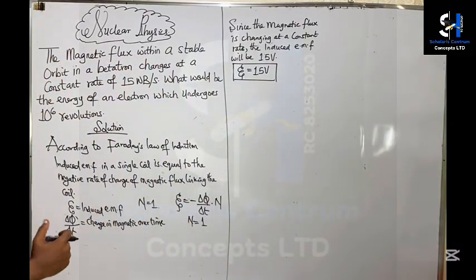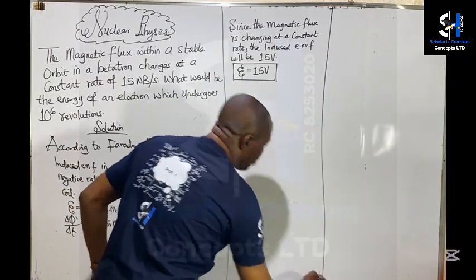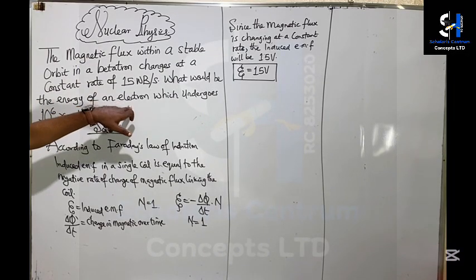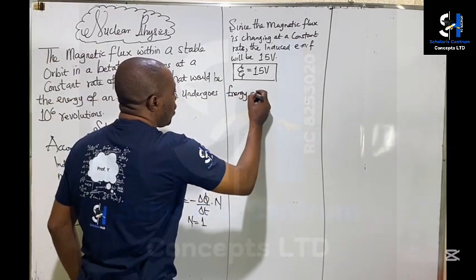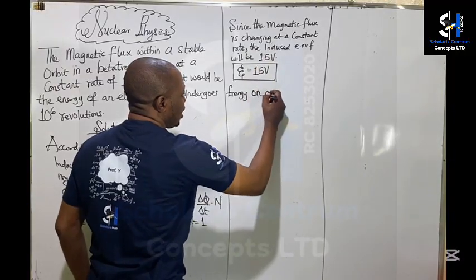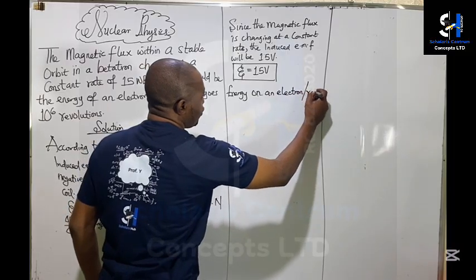Remember, we want to calculate the energy of an electron which undergoes 10 to the 6th revolution. So first of all, let's calculate the energy on an electron per one revolution.